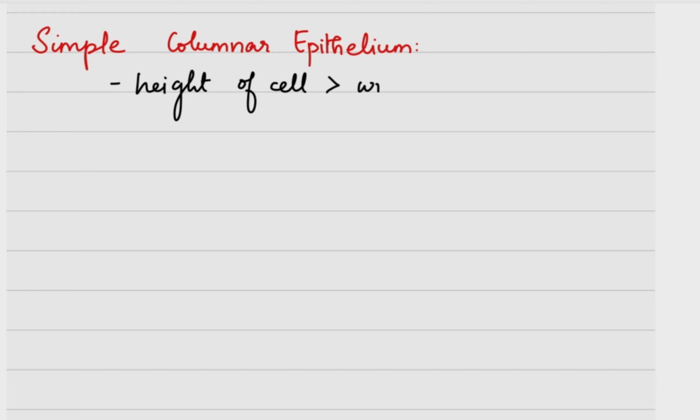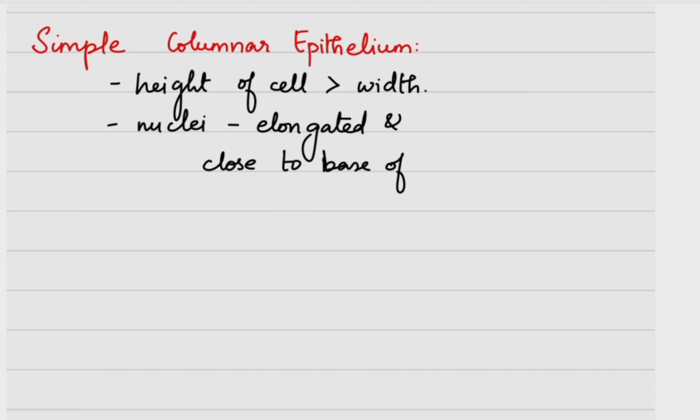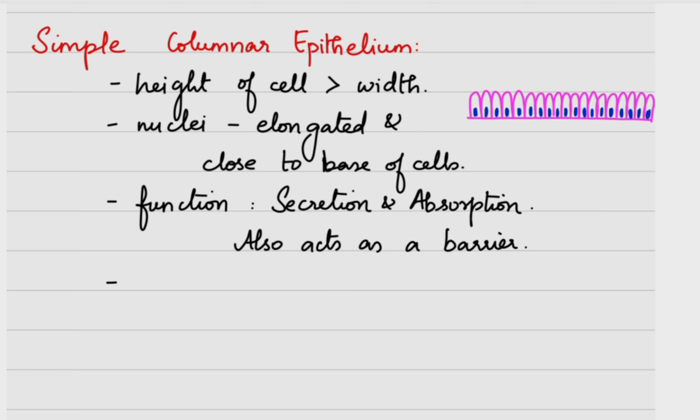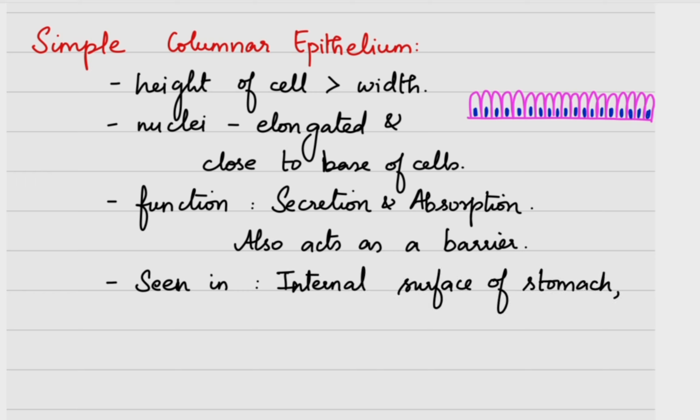The height of these columnar cells is more than the width. So these cells are tall and their nuclei are elongated and close to the base of the cell. Let's see the diagram of simple columnar where the tall cells are present with the nuclei lying at the base. The function is secretion and absorption. Also, it acts as a barrier. It is seen in the internal lining of the stomach, intestine, gallbladder, etc.